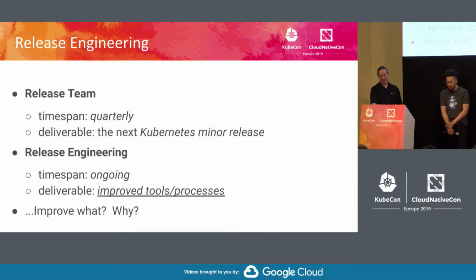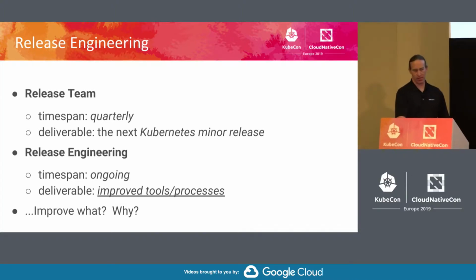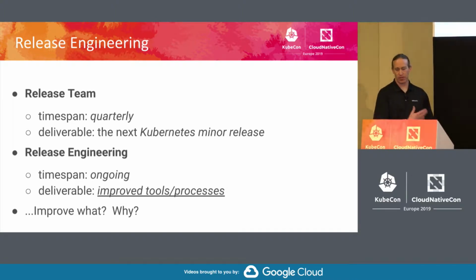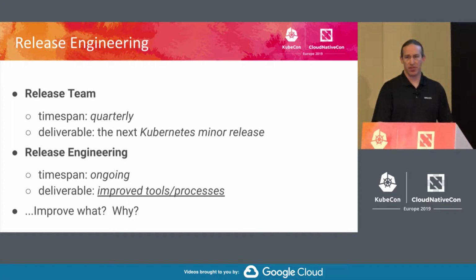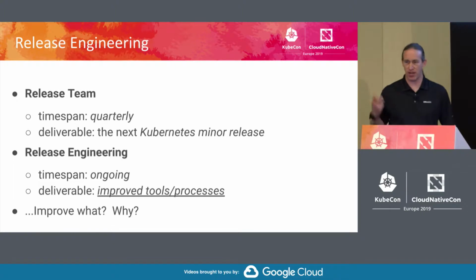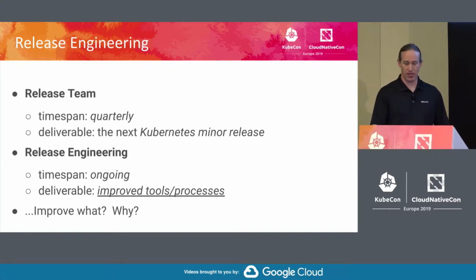So the big area of work that we have to do is release engineering. Like we talked about, the release team has a time span that's quarterly. Its focus is delivering the next Kubernetes minor release. But there's more to life than that. All of the tooling that is the crank that we turn on a quarterly basis to generate the release needs improvement, both in terms of the mechanism, but also the human processes and the rationale for how, why, when we do things.